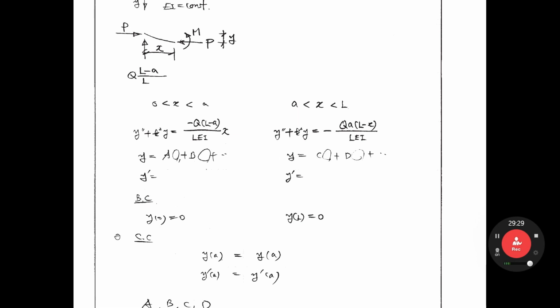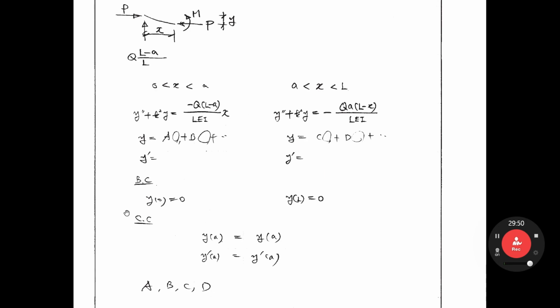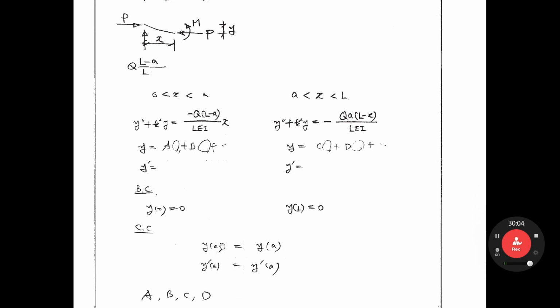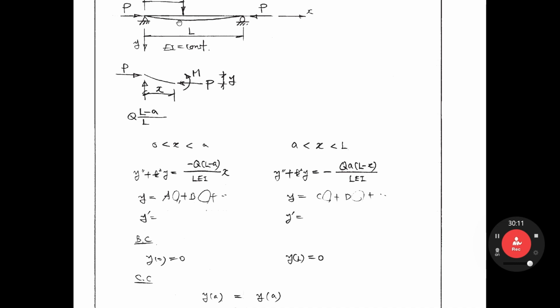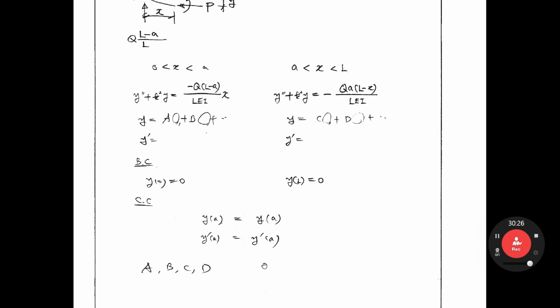You can get 2 equations from the boundary conditions. Y equals 0 at x equals 0. From the right-hand side, y at x equals L equals 0. You have the continuity condition at this point. Y at A, from this equation, equals the value from that equation, right? The deflection at point A is identical, and the slope here must also be identical. Okay, so you have 1, 2, 3, 4. You have 4 equations. You can get A, B, C, D.